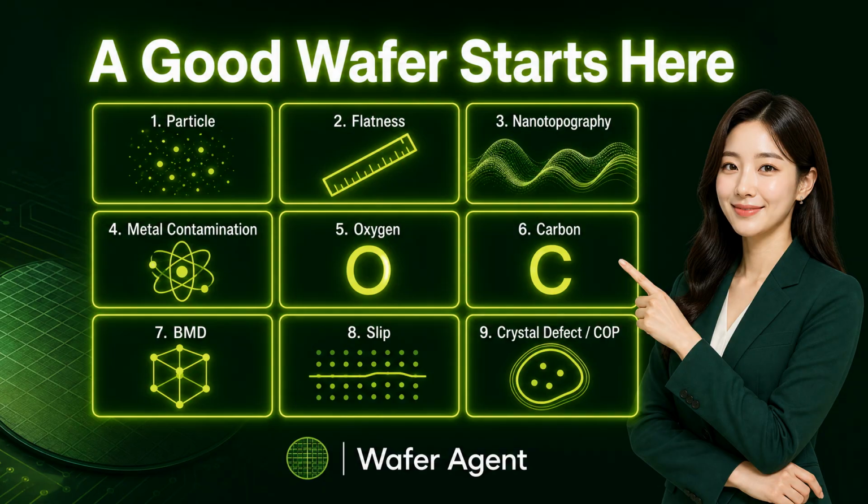In summary, a good wafer is not simply a clean silicon disk. It starts with a high-quality crystal, is free of particles, has excellent flatness, and is tightly controlled for metal contamination, oxygen, carbon, BMD, slip, and crystal defects. All of these quality parameters serve one purpose: to enable semiconductor manufacturers to achieve the highest possible yield.